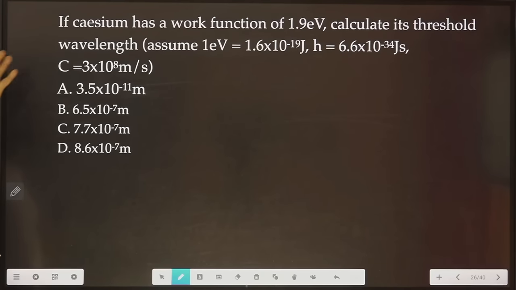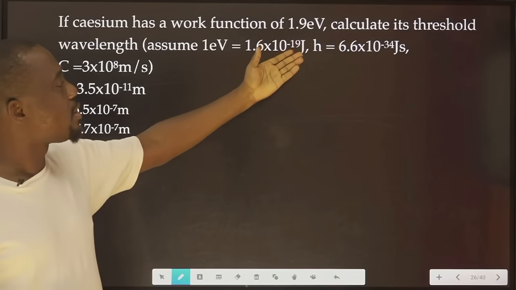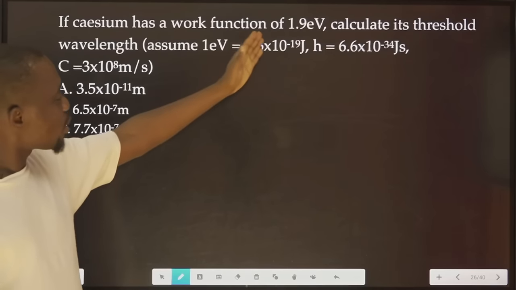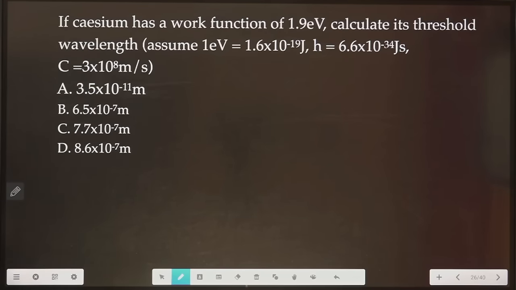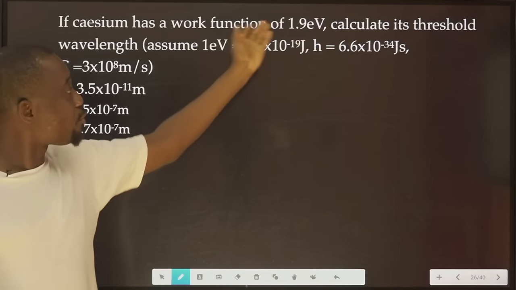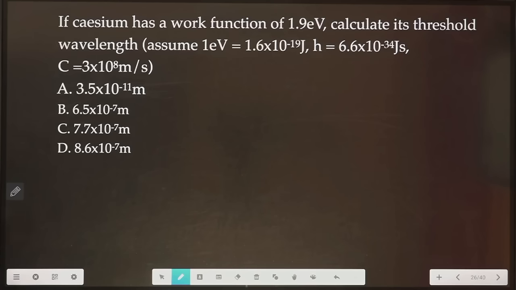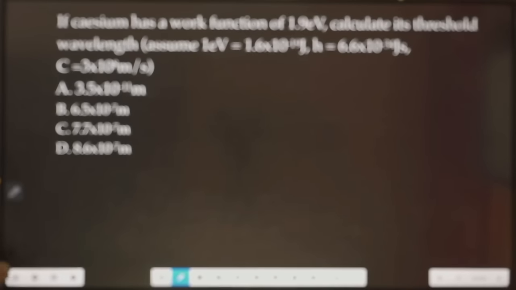Let's look at this. It says, if calcium has a work function of 1.9 eV, calculate its threshold wavelength. Assume this is equal to this, and this is equal to this. So the first thing we need to do is to convert from electron volts to joules. Because we are already given this, we need to convert this to joules. That is the first thing you must do when you see this type of question.